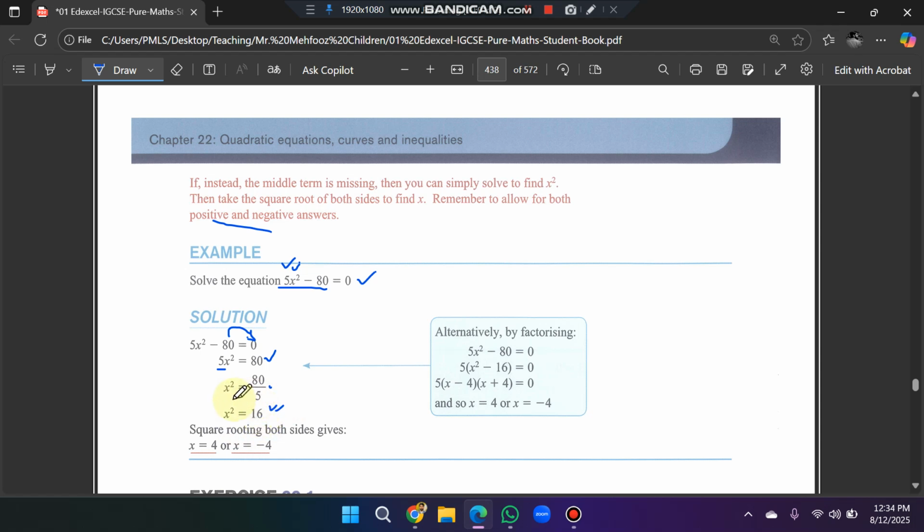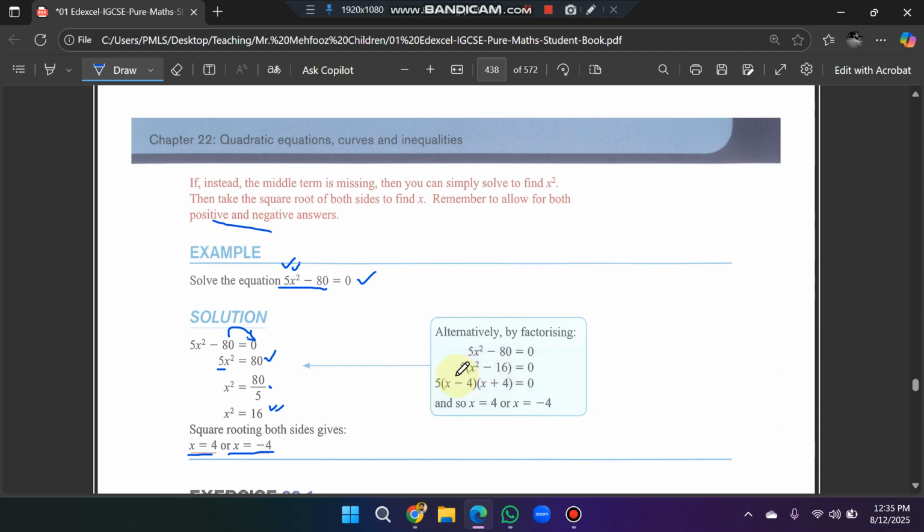Then we have to take the square root on both sides. When we take the square root on both sides, your answer will be positive 4 and negative 4. This is your solution, right? Now this is the alternative method. The factoring method is also given. First of all, we take 5 as a common factor, so it becomes 5 times x square minus 16 is equal to 0.